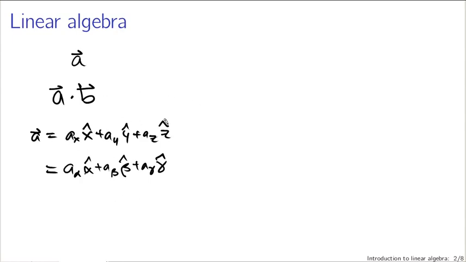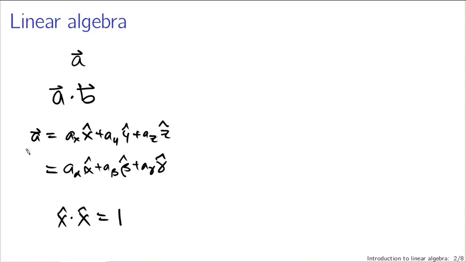If x, y, and z, alpha, beta, and gamma represent different coordinate systems, we can still say that this is the same geometrical object, A. The vector A is not changed by expressing it in different coordinate systems. It exists independent of any coordinate system. And of course, we can also take dot products of unit vectors with themselves and get 1.